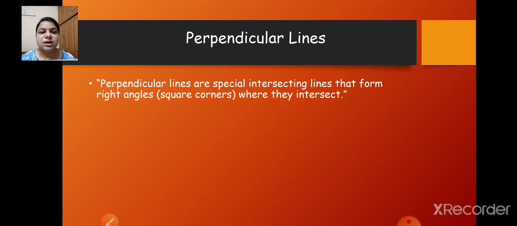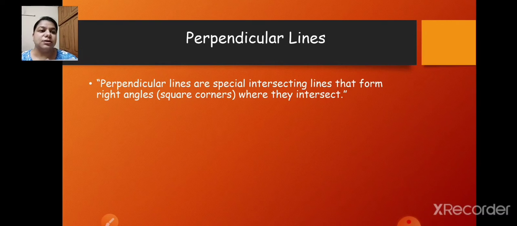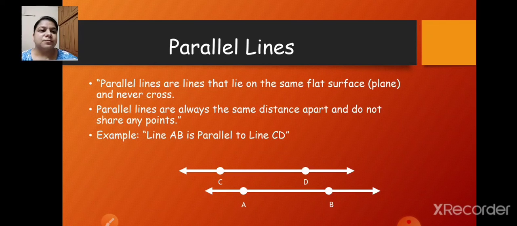So now students, let's check what perpendicular lines are. Perpendicular lines are special intersecting lines that form right angles where they intersect each other. Here in the figure I have shown you two perpendicular lines. Now next we have already done this as well.